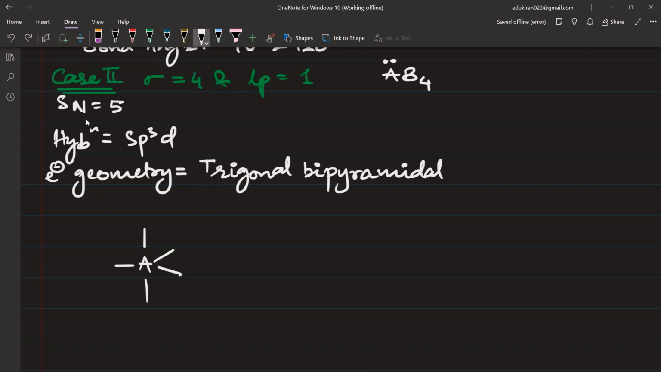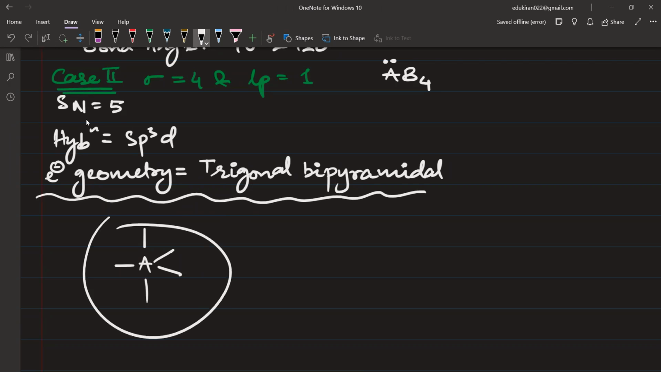At what point did I get disconnected? You understood it till here? Electronic geometry is trigonal bipyramidal? Yes, sir. And I have made this, and instead of lobes, I have just made a dashed line. Understood till here? Yes or no, please tell me. Yes, sir. Yes, understood till here. Okay, fine. Very good. Now, please see.